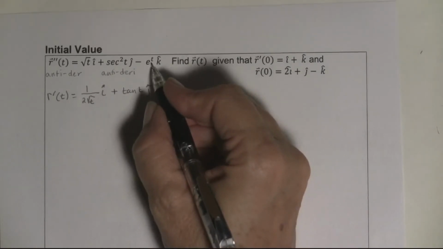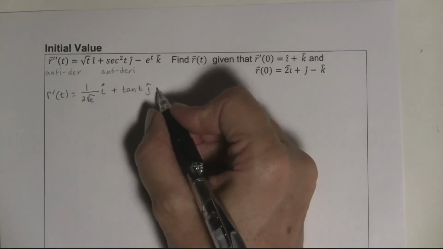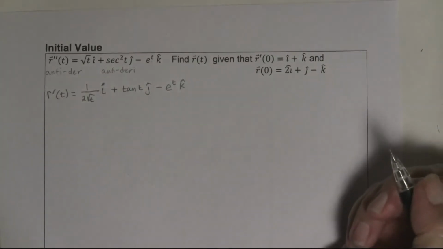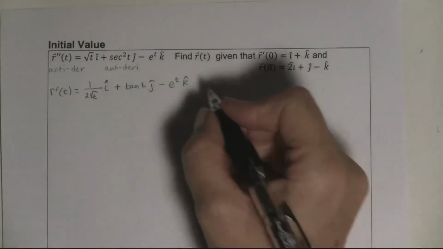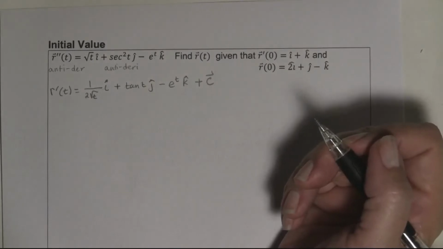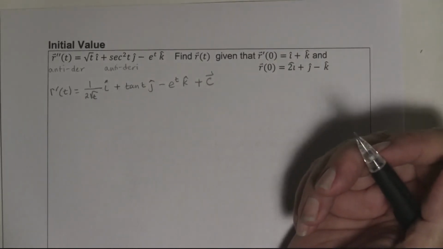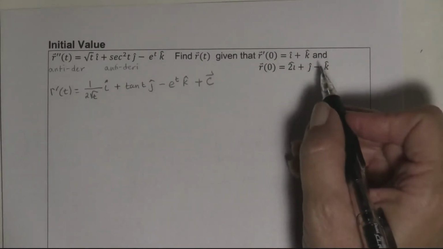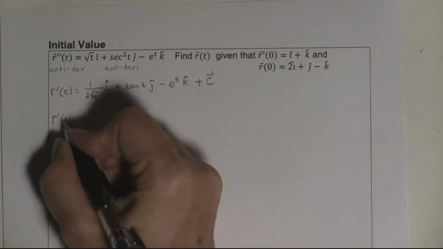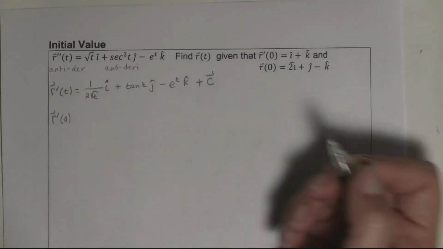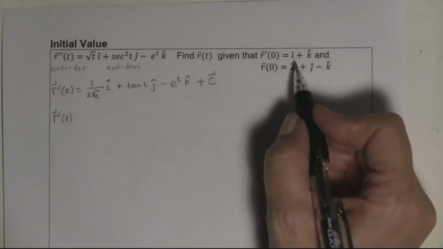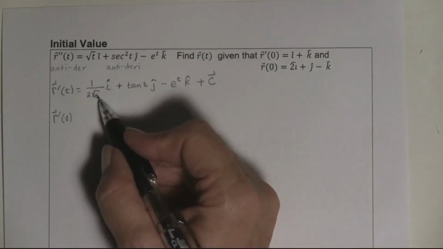And then the antiderivative of e to the t is e to the t. So minus e to the t, k, and plus c, where c is a vector. It has an i, a j, and a k. And then I'm going to use my initial condition. So it says r prime at 0. I guess I should have my little vector hat on, running around without her hat. And equals, and then I'm going to put in here 0.